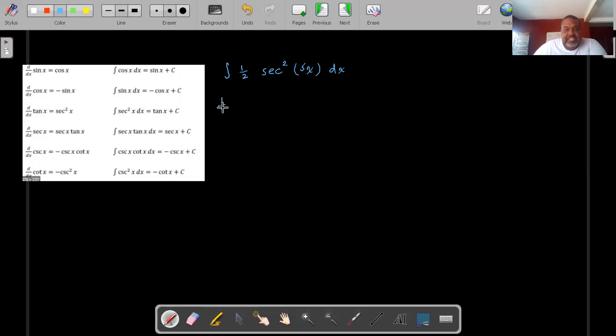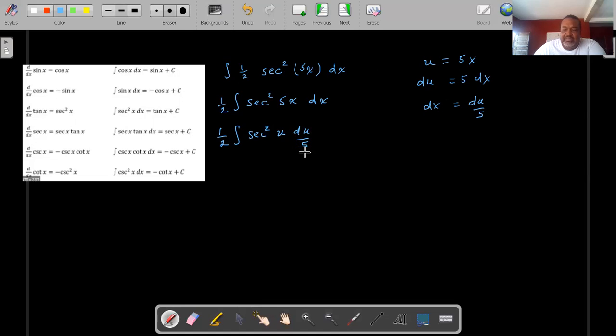We know this 1/2 will come outside. We know this will be secant squared 5x dx. We know we're going to substitute u as 5x, and we know when we differentiate that du is equal to 5 dx. Therefore, we know that dx is going to be equal to du divided by 5. All right. So now I have 1/2 integral of secant squared u du divided by 5. Where I see dx, I put du divided by 5.